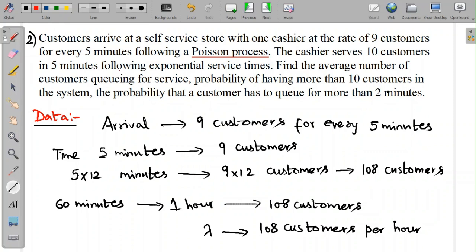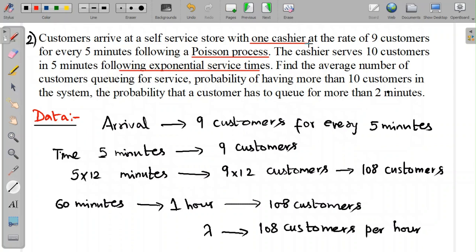So the second M in the model is also identified, and there's only one server in the model because there's only one cashier available, and we are supposed to find the average number of customers queuing for service, the chance that there are more than 10 customers in the system, and the probability that a customer has to queue for more than 2 minutes. We'll find all that by first looking at the data.